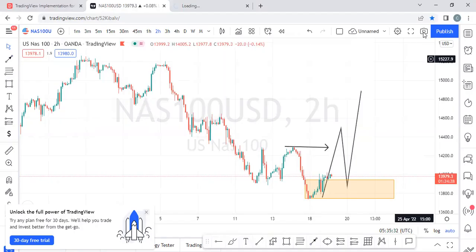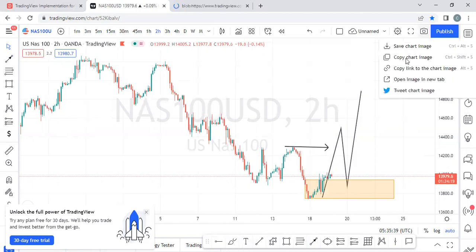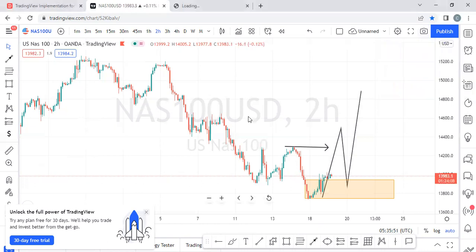So that is it about NAS 100. Let's go and look at the next one. Let's look at EU.